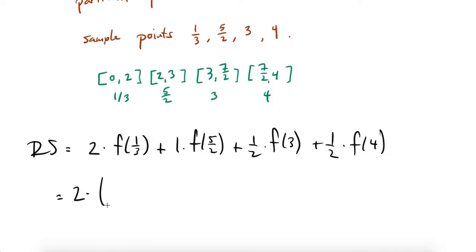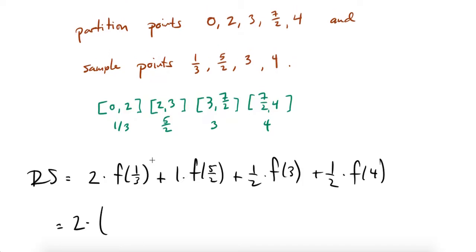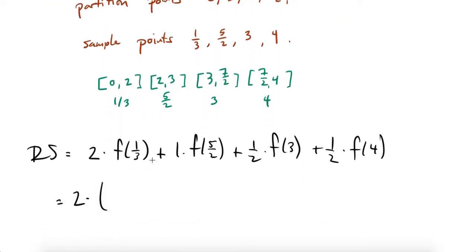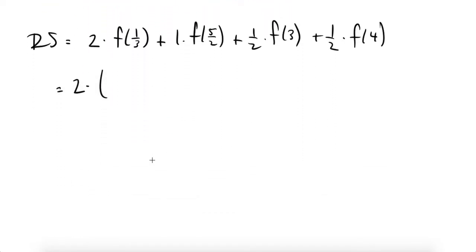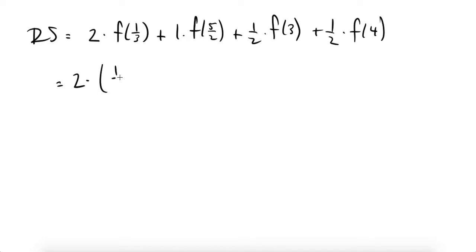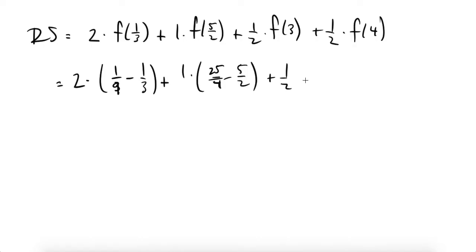So in this case, f of 1/3, my function was x squared minus x. So let's give me some white space here. So 1/3 squared is 1/9, so minus 1/3. And then that 1 times 25/4 minus 5/2. 1/2, 9 minus 3, and 1/2, 16 minus 4.